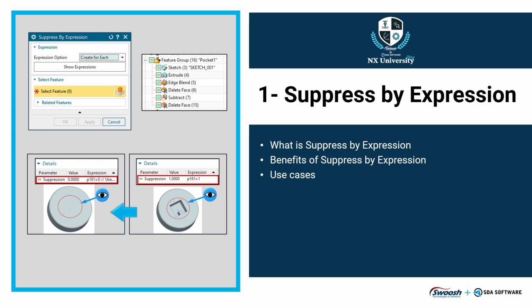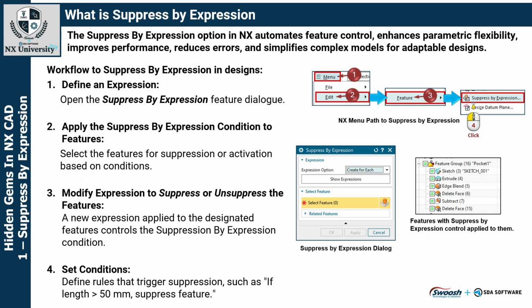For the first discussion, we'll be taking a look at suppress by expression. We'll take a look at what is suppress by expression inside of NX, benefits of suppress by expression, use cases for it inside your designs. First off, what is suppress by expression? Suppress by expression option in NX is going to allow you to automate feature control, enhance parametric flexibility, improve performance, reduce errors, and simplify complex models for adaptable designs.